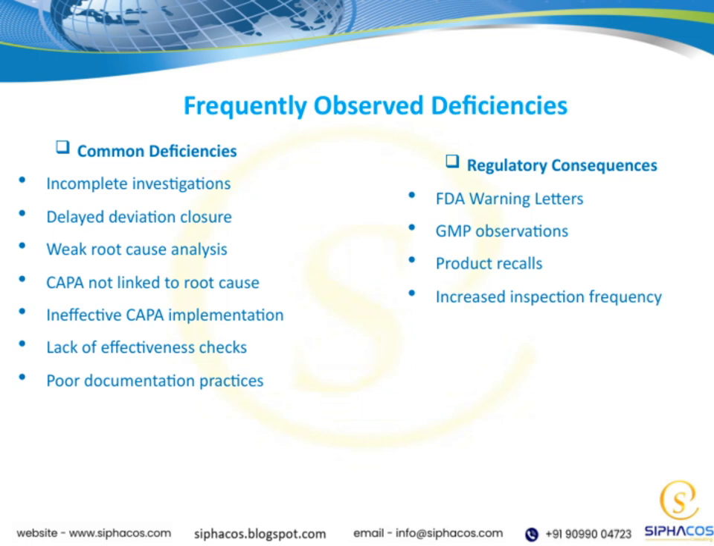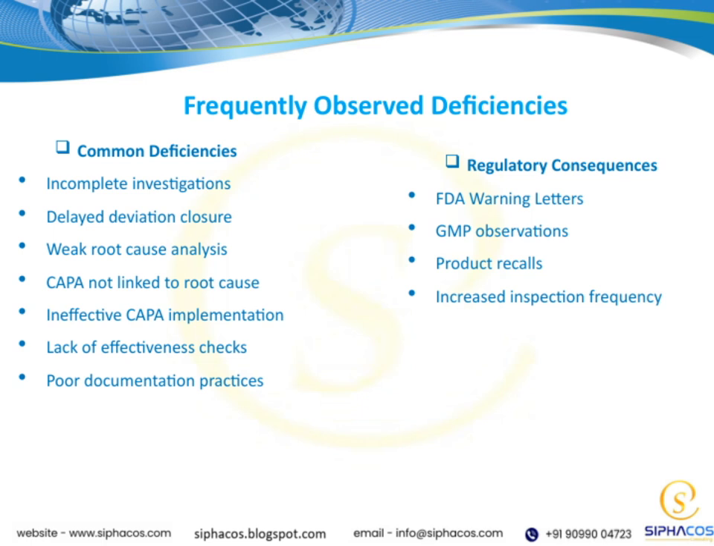Now, looking at common deficiencies that we see, incomplete investigations are a major concern because they leave issues unresolved and can lead to repeated problems. Delayed deviation closures also pose risks, as unresolved deviations can impact product quality and regulatory standing. Weak root cause analysis is another frequent issue. If the root causes aren't properly identified, corrective actions may not be effective. This ties into CAPA, or corrective and preventive actions, which must be directly linked to the root cause.